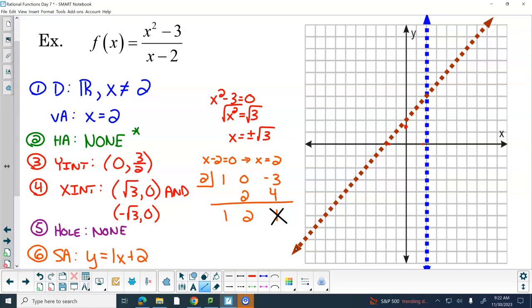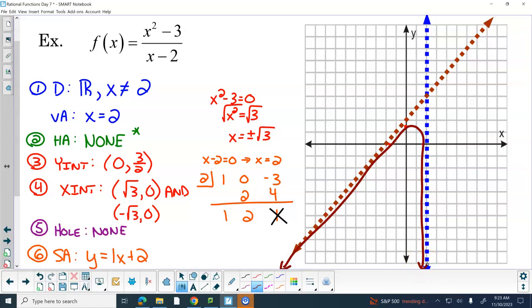Do I have enough points on the left side of my vertical asymptote? Do I need any more? I wouldn't think so. Okay. So it's going to come up along here, curve on down, and end up along both asymptotes, like that.